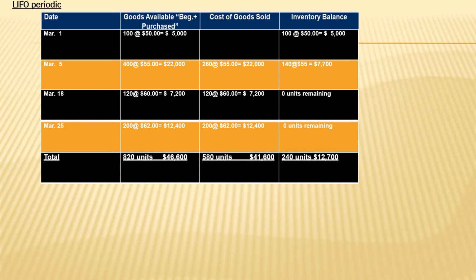Of course, here no units remaining on March 18th and no units remaining on March 25th. Then we arrive at the total. The same units, 812 units available for sale with cost 4600, and 580 units at cost 41600, and also 240 units remaining with a cost of 12,700. And as I told you before, at any point to make sure that we are on the right track, we just add the cost of goods sold with the cost of ending inventory to make sure that it's equal to the cost of goods available for sale.